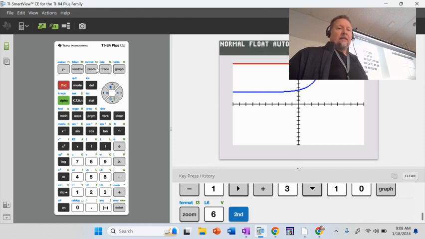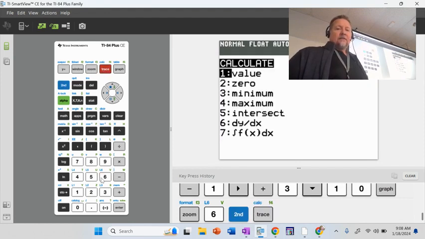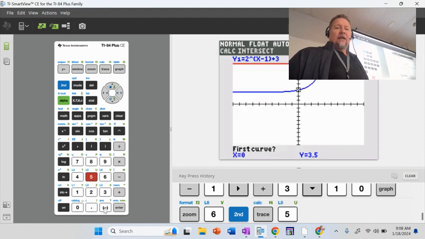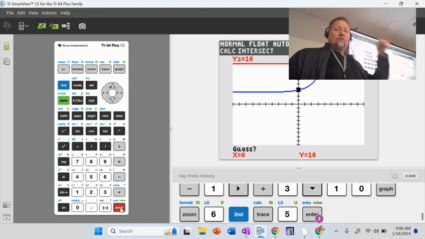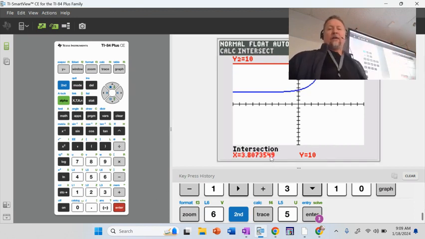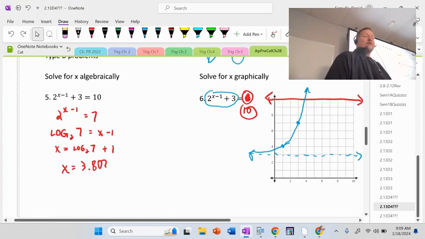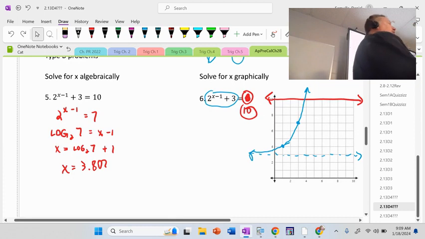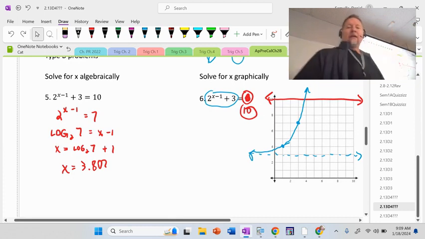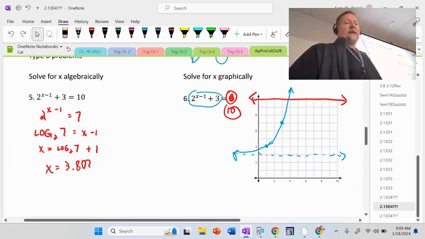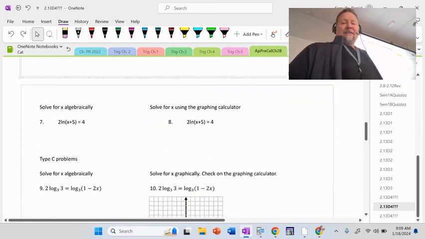So zoom standard, just teaching this as if you've never touched your calculator before. And then second trace, that's calculate, and then intersect. And remember, hit enter 1, 2, 3 times. And then you see that intersect 3.807. All right. So the connection between algebra and graphing and how graphing can actually help you solve as well. All right. So that one, oh my gosh, I just love it.